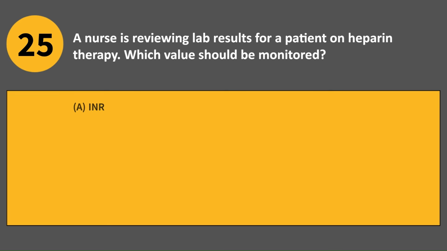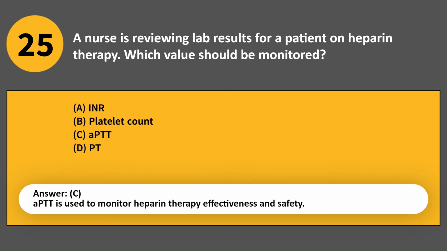A nurse is reviewing lab results for a patient on heparin therapy. Which value should be monitored? A. INR. B. Platelet count. C. APTT. D. PT. Answer C. APTT is used to monitor heparin therapy effectiveness and safety.